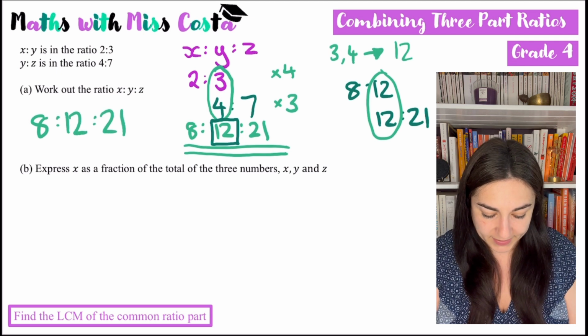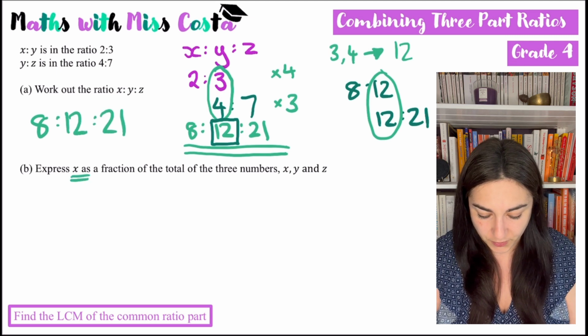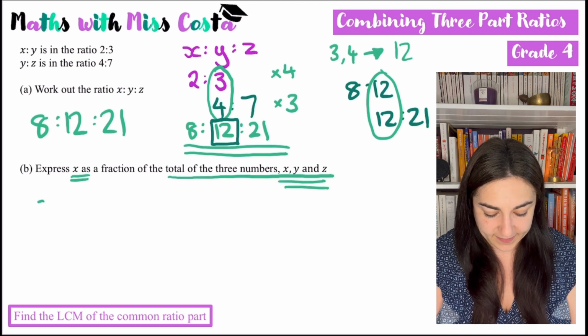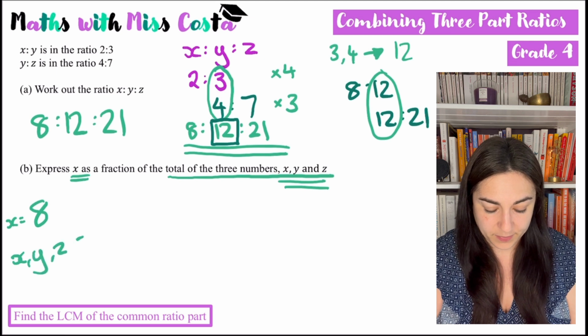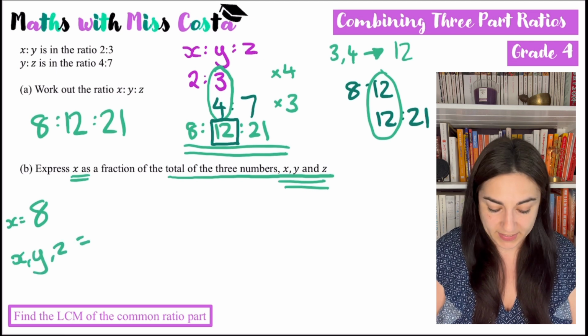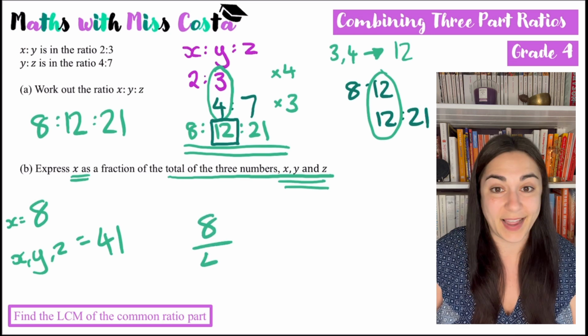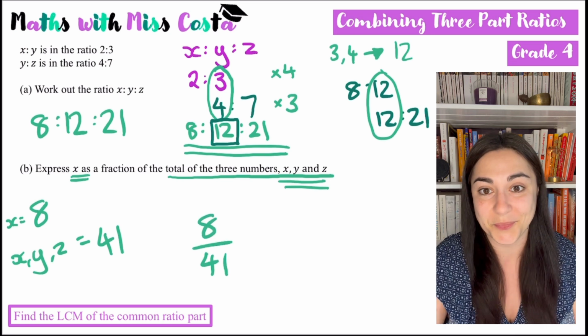And then it says express x as a fraction of the total of the 3 numbers x, y, and z. Well, if x is 8, x, y, and z, if I add them together, 8 plus 12 is 20, 20 plus 21 is 41. So I just write it as 8 over 41. It hasn't asked me to simplify, so I don't need to.